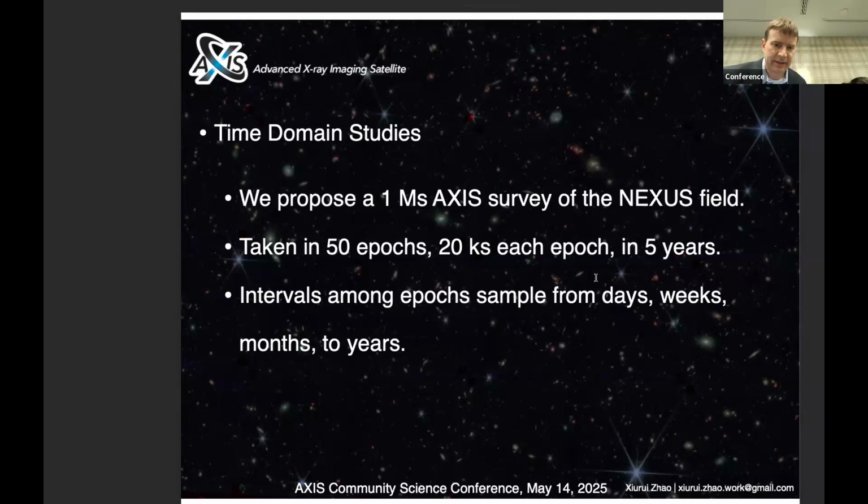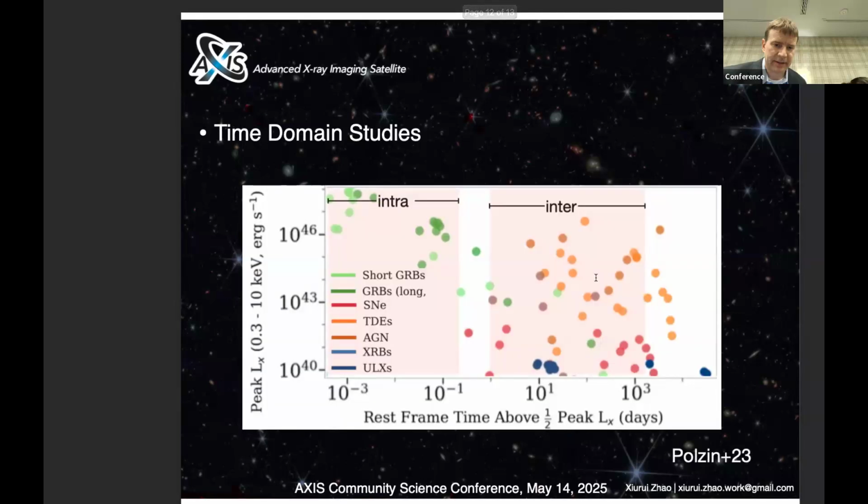So we will not do a monthly cadence, but we sample different time intervals to study the different significant variable sources. For example, short gamma rays at the 10 kiloseconds or kiloseconds level, so we study them in intra-variability. But for AGN, TDE, or other galactic sources, or supernova, we study them at different time scales.